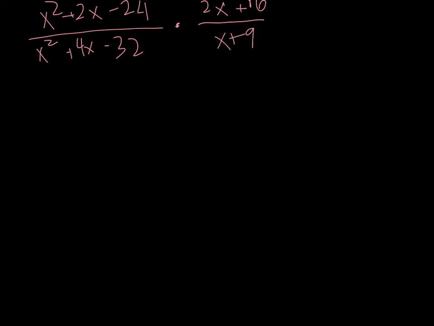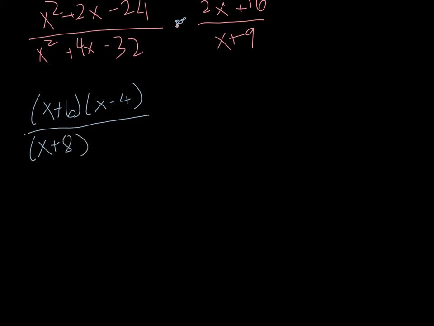So first, this is multiplying. I'm going to factor first. Two numbers that multiply to get negative 24 and add to get positive 2, I would get x plus 6, x minus 4. If I look at the bottom to factor that, two numbers that multiply to get 32 and add together to get 4: x plus 8, x minus 4.